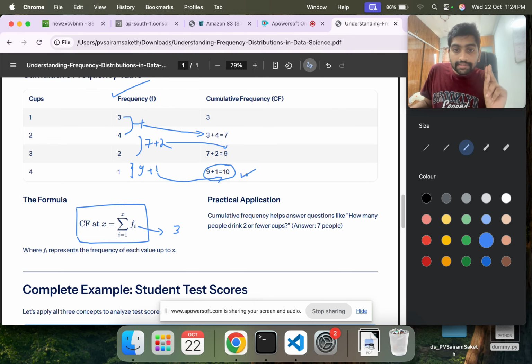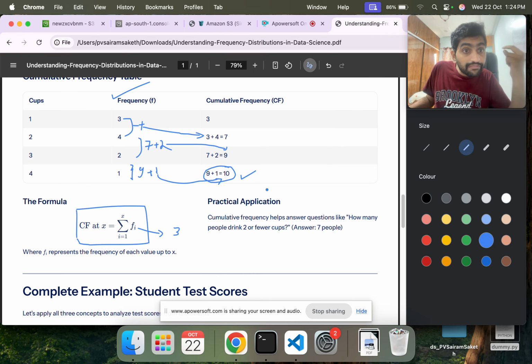The second thing is, by using this you can tell, let's say we took the coffee example, right? How many people have drunk 1 cup of coffee? The answer is 3 people have drunk 1 coffee. Now the second question is how many people have drunk 2 cups of coffee. Obviously, 2 cups of coffee means the people who have drunk 1 cup of coffee also will be counted, along with the people who have drunk 2 coffees.